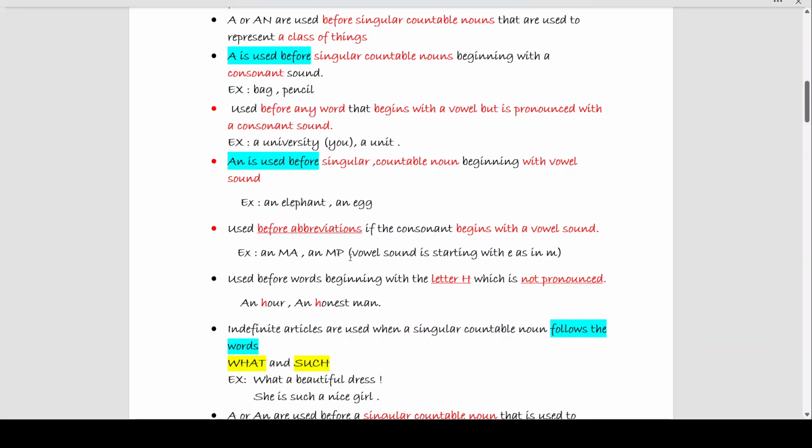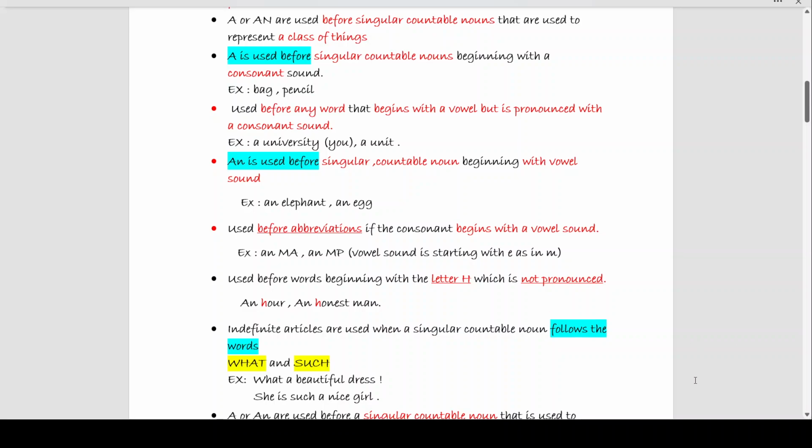Therefore, we use "an" in these cases. It is used before words beginning with the letter H, which is not pronounced. We don't say "a hour", we say "an hour". We don't say "a honest man", we say "an honest man", where H is silent. So before these kinds of words also we use the article "an".